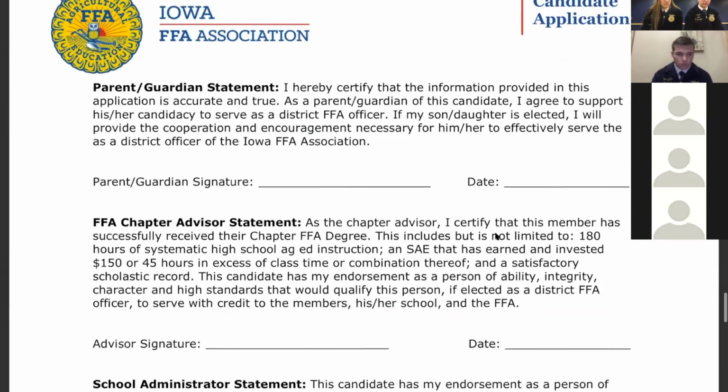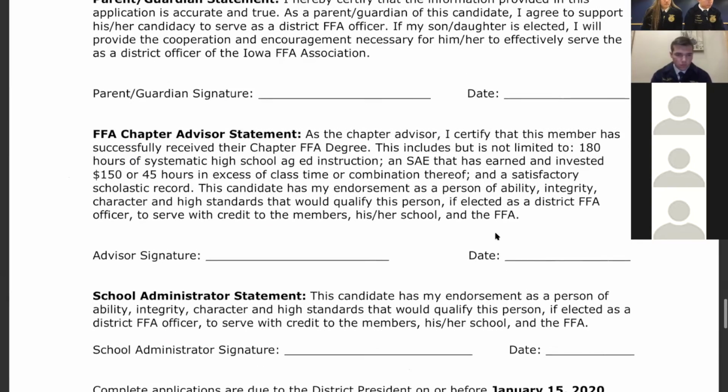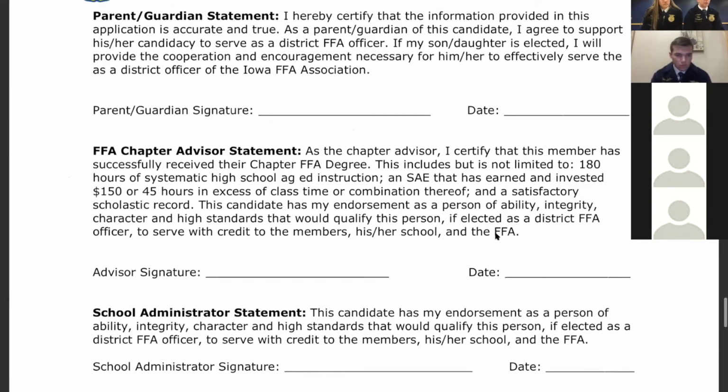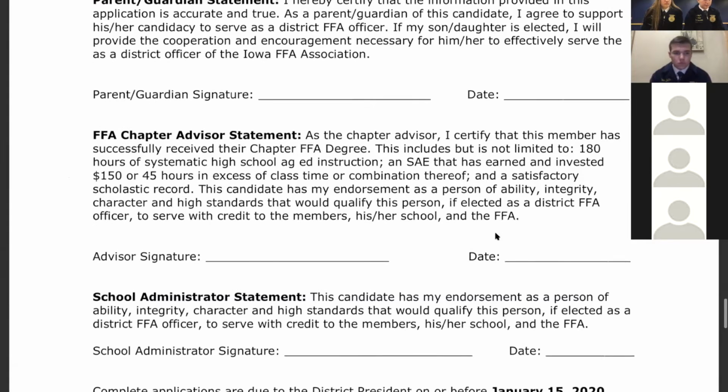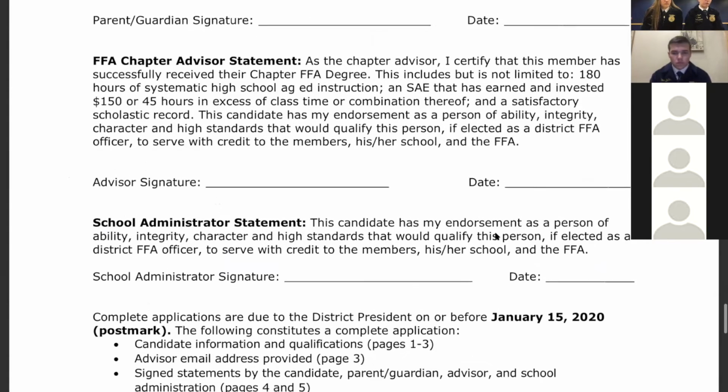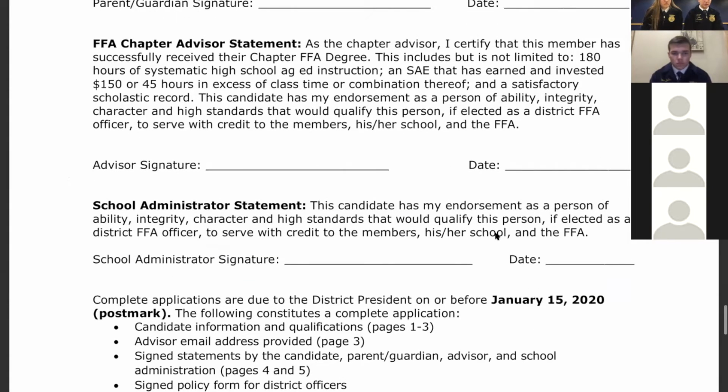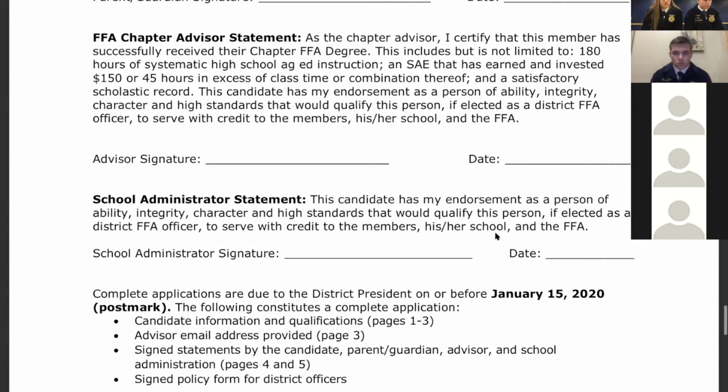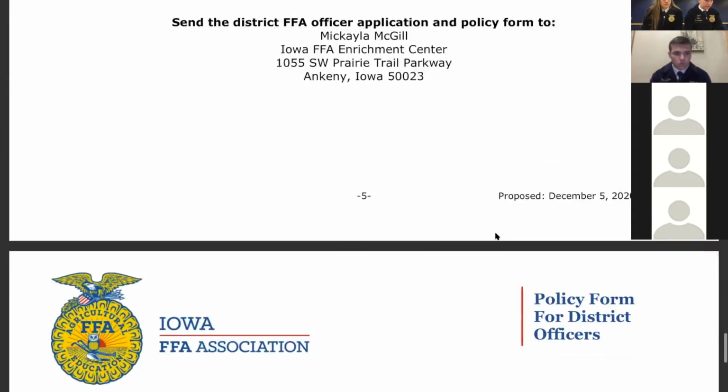Here, I believe this is the last page. I could be wrong, but this is the parent and guardian page. Have someone sign that, and then your advisor will also sign it, so she'll know you're getting that sent in. You'll also have one school administrator sign it too. I had my principal sign it, or you can use your superintendent. That's the rest of that.